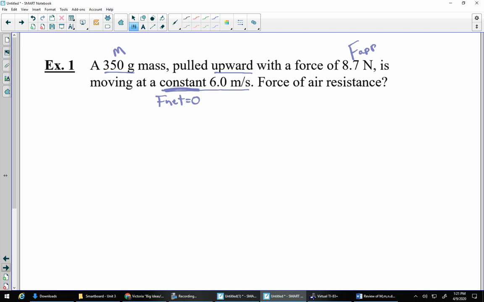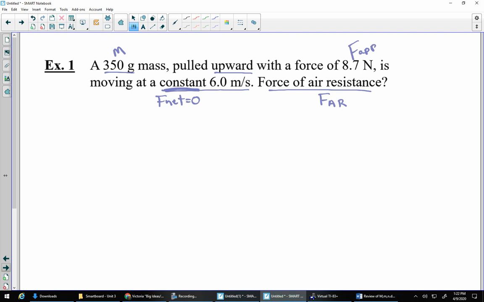And then the question is, what is the force of air resistance? So let's just label that FAR. Now, you may remember, whenever we are dealing with a problem where there's a whole bunch of different forces, it really comes down to 2 or 3-ish things. So one thing we can do to really help organize our thoughts is we can draw a free body diagram.